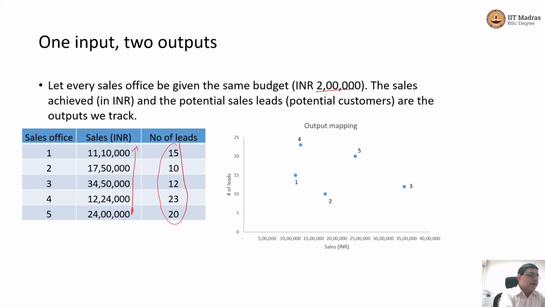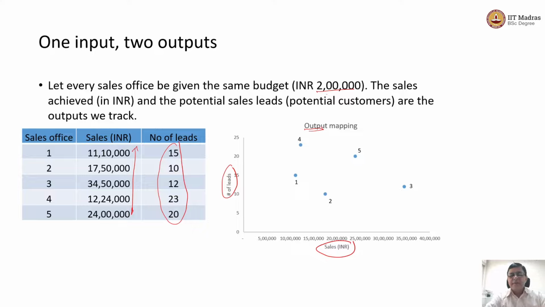So here we are plotting only the output. Sales is an output which is on the x-axis, number of leads are the output which is on the y-axis. We could have flipped it and drawn it the other way also. Number of leads could have gone on the x-axis, doesn't matter. The idea is always remember that we are only plotting the output.